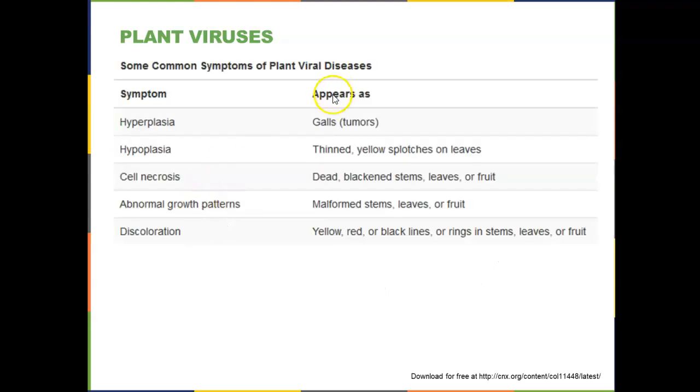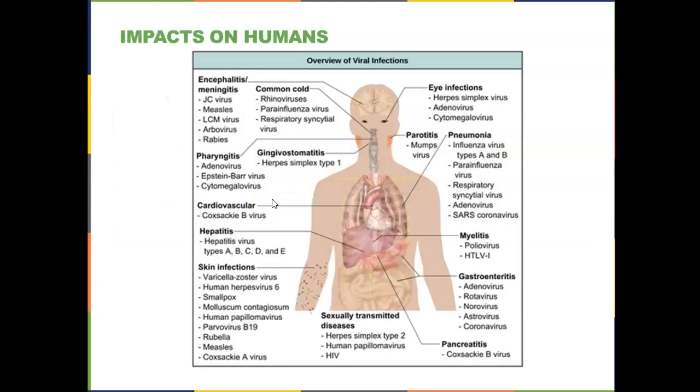All right. You don't need to remember anything about plant viruses. Just know that they exist, and like animal viruses, they can be DNA or RNA. And there are quite a few different varieties of these viruses. Impacts on humans, take your pick. There's a virus for almost every organ system and every bit of our body somewhere.